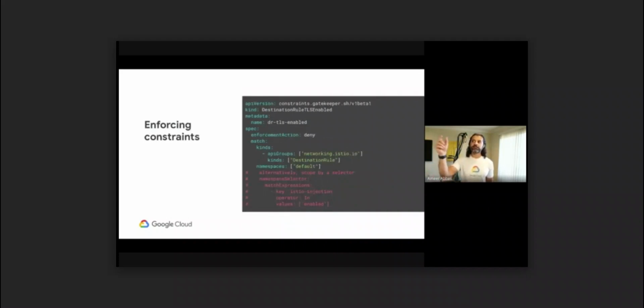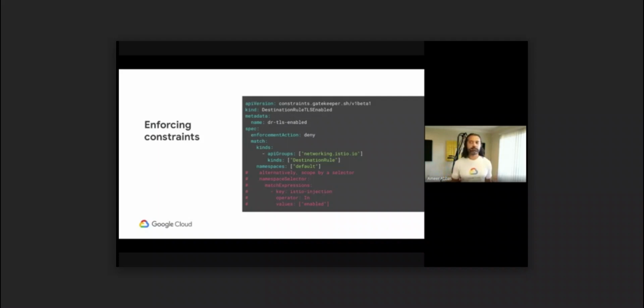In the kind field, we're now using that destination rule TLS enable CRD that we just created. You can give it whatever name you want. We can have a couple of enforcement actions, which I'll get into during the demo. Then we can match it to where this is applied. You can match it by the kind or by the namespace. You can also do excluded namespaces, and we'll talk about that during the demo. Once this is deployed, what this particular policy constraint is enforcing is that in the default namespace, you cannot have a destination rule that has TLS disabled.